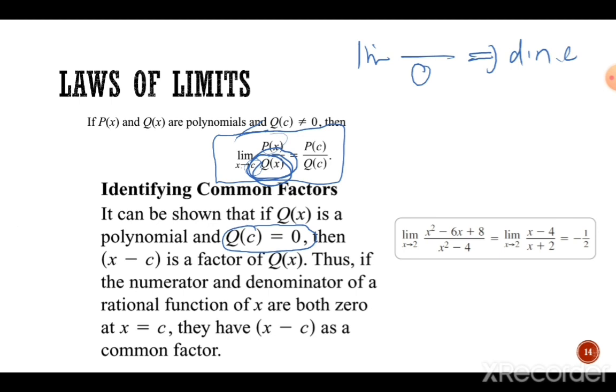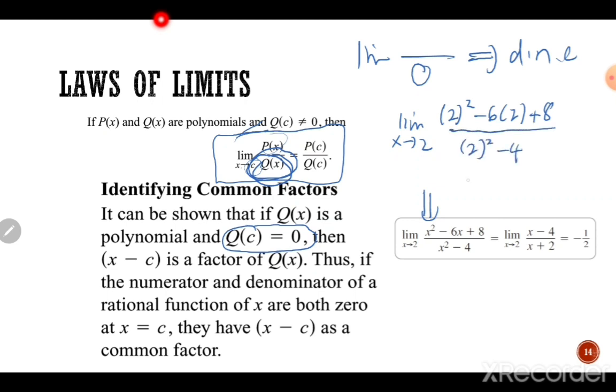Kita dah discuss sebenarnya at the beginning of this chapter, during my first class. For example, cuba tengok example yang ada kat sini, question ni. Limit x approaching 2, x square minus 6x tambah 8. Cuba kita gantikan. 2 square tolak 6 darab dengan 2 tambah 8 over 2 square tolak 4. You see? So we have here 4 minus 12 tambah 8. And kat bawah pula we have 4 minus 4.